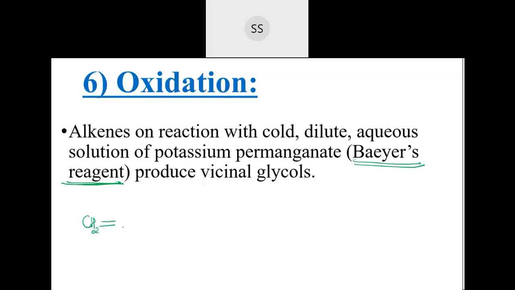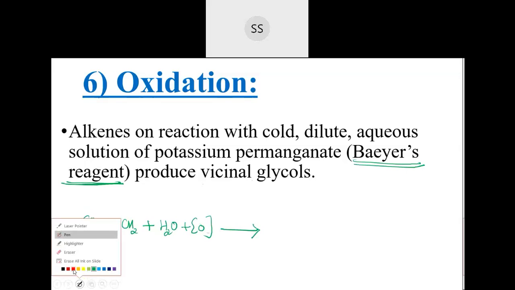CH2 double bond CH2 when made to react with dilute KMnO4, from dilute KMnO4 you get nascent oxygen. Oxygen will be provided by them in the presence of dilute KMnO4. They are providing this oxygen.